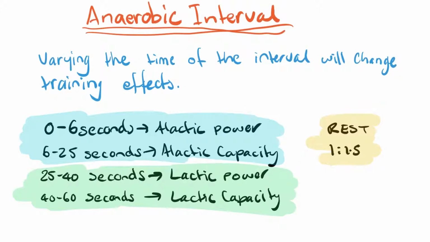Now, the rest for these, as we said before, is short rest. And so we're looking at the concept of 1 to 1.5. So if you're doing a lactic power session where you've got, say, a 30-second interval, you're going to have a 45-second rest. And the aim of this is to try and increase either our lactic power or capacity, or our lactic power and capacity.